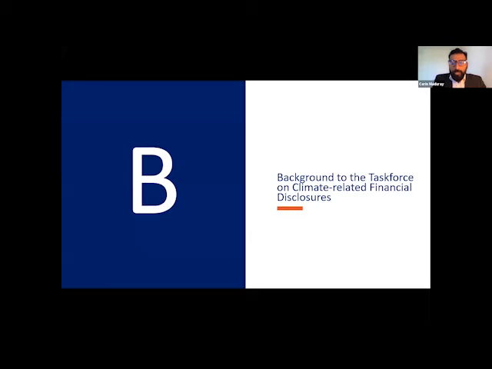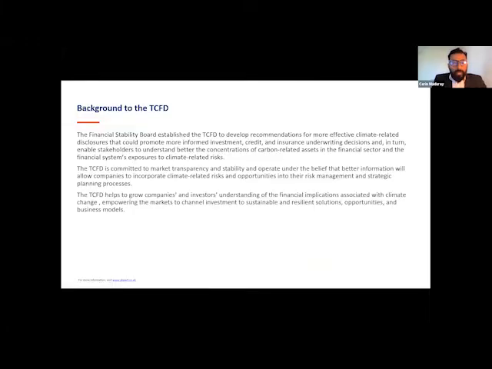So with that, I'd like to go into the introduction to the TCFD. And to start, I'd like to give a bit of background. The Financial Stability Board established a task force to develop recommendations for more effective climate-related disclosures that can support services like investment, credit, and underwriting to better ensure that climate risk is being considered and integrated within operations. The FSB, and therefore the TCFD, is committed to market transparency as it makes markets more efficient and stable. But the recommendations are more than disclosures and more than market transparency. They are also meant to help companies understand their climate-related risks and provide guidance on how to manage those risks.